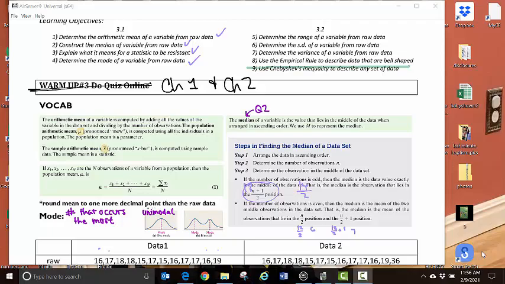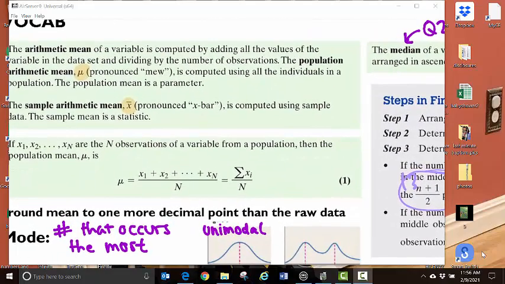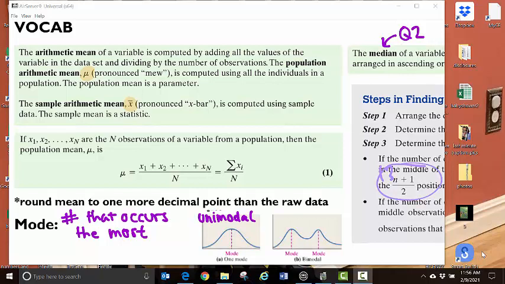All right, here's your vocab. Really quick, it says the arithmetic mean of a variable is computed by adding up all the values of the variable in the data set and dividing by the number of observations. Guys, it's just the average. The population arithmetic mean, i.e. population average, is given by mu. The sample is given by x bar. And again, this is just how they write this. They're saying add up all the data points and divide by the total number of people in the population. Okay? So that is your average.